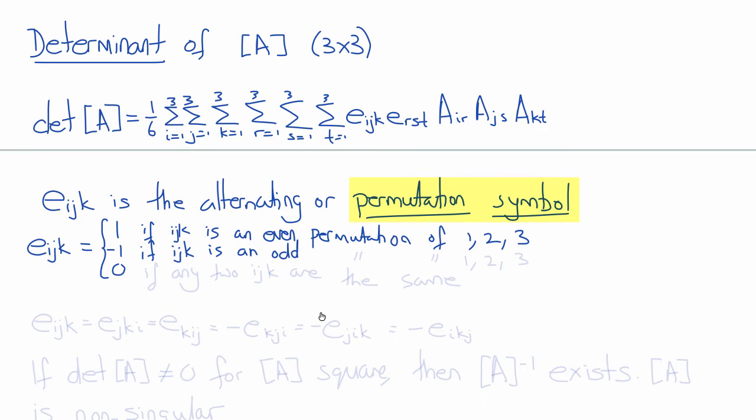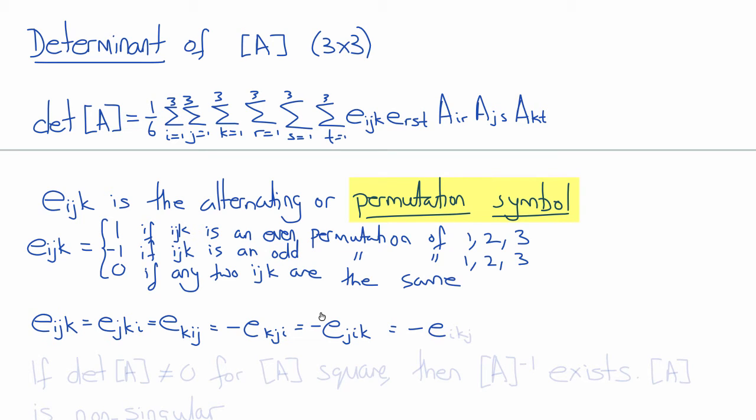If ijk is an odd permutation of 1, 2, 3, eijk is negative 1. An odd permutation would be like an even permutation of 3, 2, 1. For any other values of i, j, and k, namely when any two indices are the same, eijk will be 0. So from this we can say that eijk must equal ejki must equal ekij, which are all cyclic positive permutations, and equal to negative ekji, negative ejik, and negative eikj.